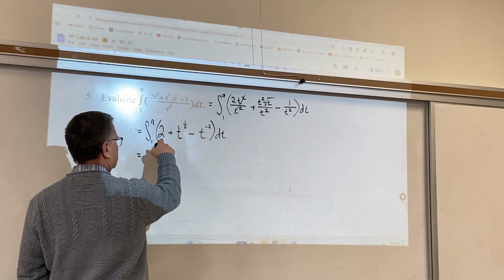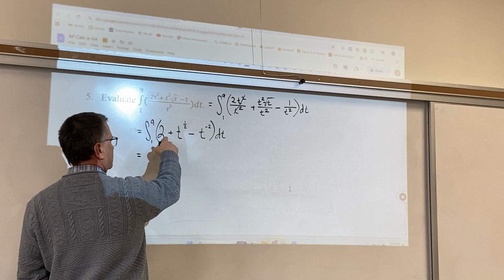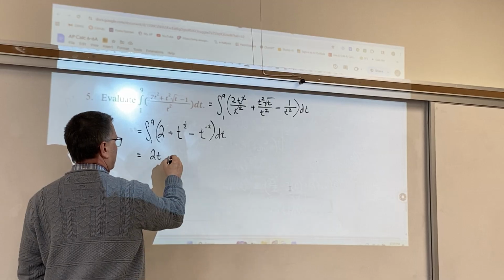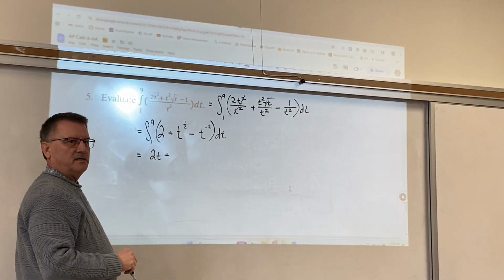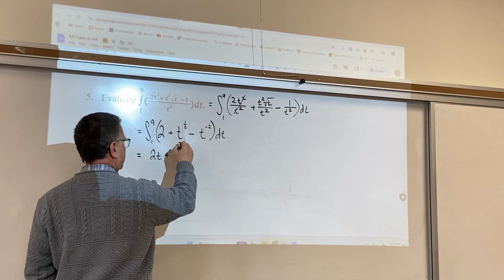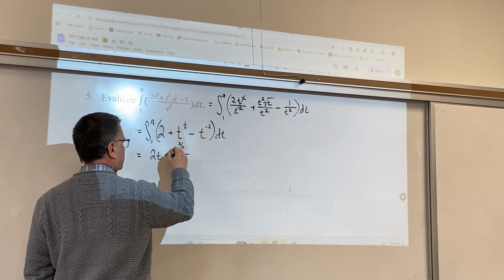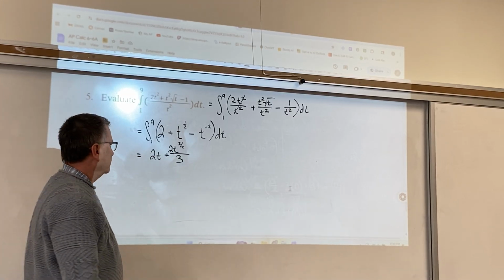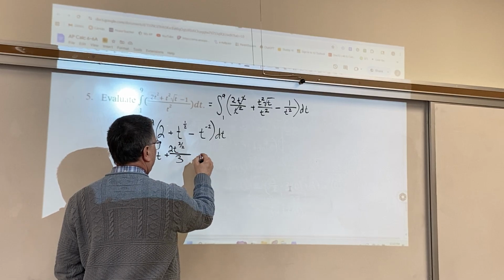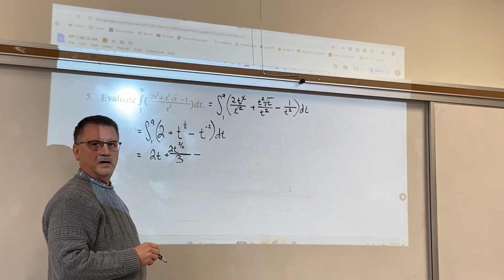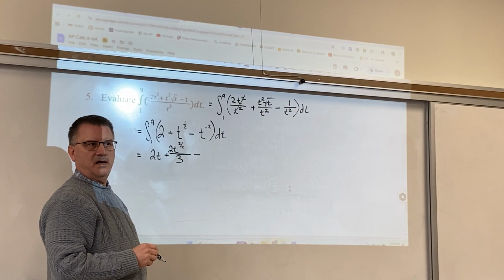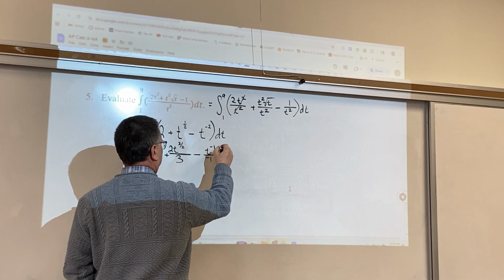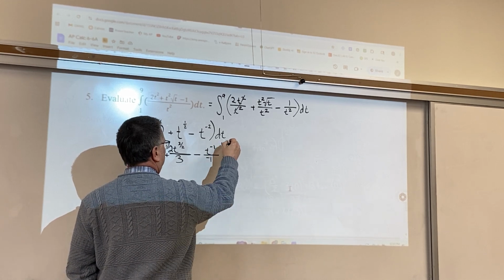Let's take the antiderivative. Isn't that gonna be t to the 1 over 1? So that's gonna be 2t. Plus t to the 3/2 over 3/2. Instead of dividing, let's multiply by the reciprocal. And then minus t to the negative 1, we're adding 1, remember? Not negative 3, over negative 1. And we're gonna do all that from 1 to 9, right?